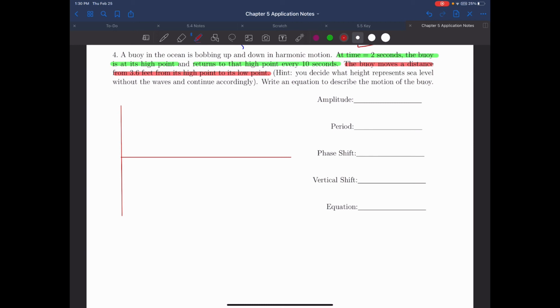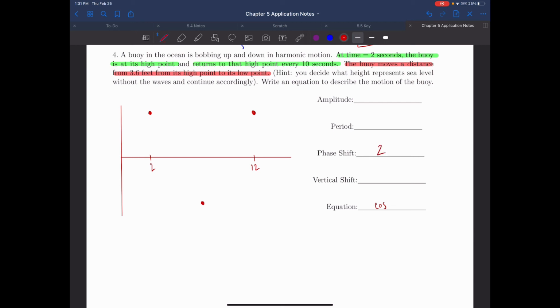So you can either put this above the axis or below, but I always started on the axis because then my equation's easier. And let's just write the equation here. So at time equals 2 seconds, let's put a 2 here, it's at its high point, and it returns to that high point every 10 seconds. So that tells me that I'm at the high point, and it doesn't tell me the high point directly, but then it says 10 seconds later, it's going to return to its high point. And that means halfway between that, you have your low point. So this is a cosine graph that I'll be drawing. The phase shift I can already see is 2.